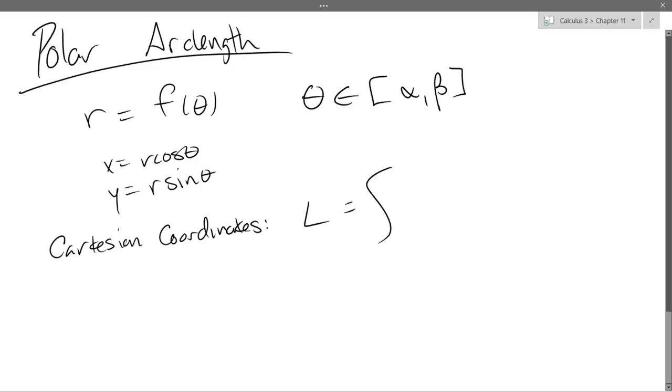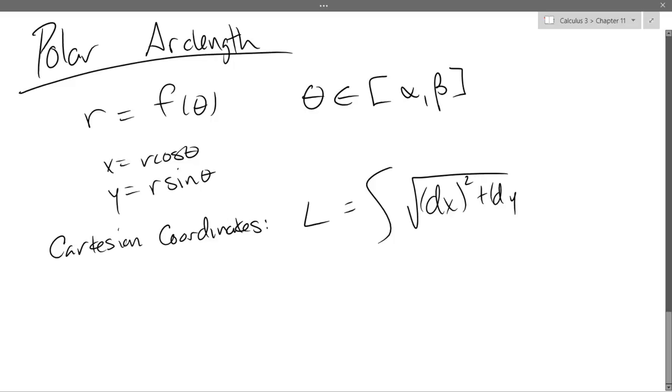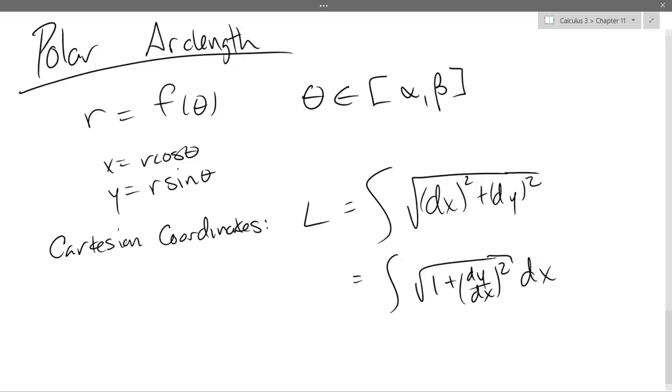so we had one way to write it: square root of dx squared plus dy squared. The other way to write it, square root of 1 plus (dy/dx) squared, dx. And probably that second way was the way you did it most of the time. 1 plus a derivative squared, square root.